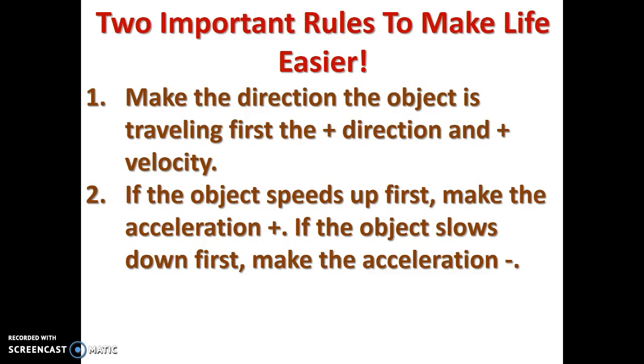If an object is going downhill, well, you know it's going to speed up first, and so make the acceleration positive. On the other hand, if the object starts by going uphill, like rolling a ball up a ramp, then anything going up, whether it's straight up or up a ramp, is going to slow down. And if the object slows down, make the acceleration negative. It's very important when you use the equations then to keep track of those signs. You can't lose them in your calculations. If the acceleration is negative, make sure that you make the acceleration negative when you do calculations.